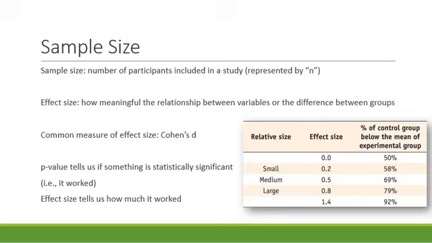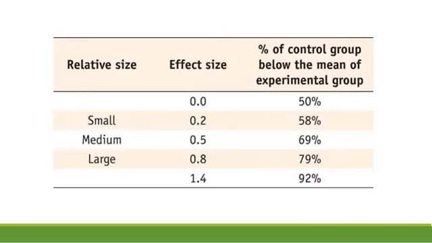So the p-value tells us if something was statistically significant, in other words, it worked, but the effect size tells us how much it worked. Cohen suggested that an effect size of 0.2 was considered small, 0.5 is a medium effect size, 0.8 is a large effect size. This means that if the difference between the means of two groups is less than 0.2 standard deviations, the difference is negligible, even if it is statistically significant. It becomes more meaningful as that effect size increases.